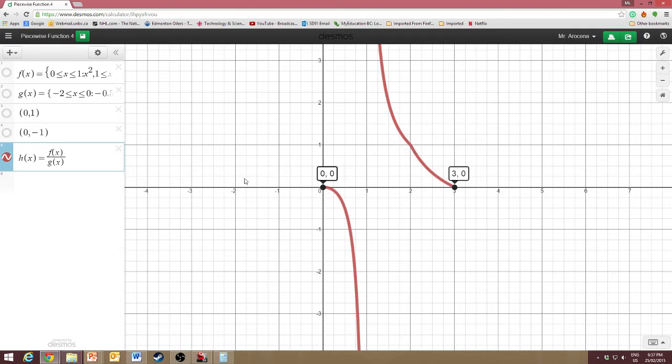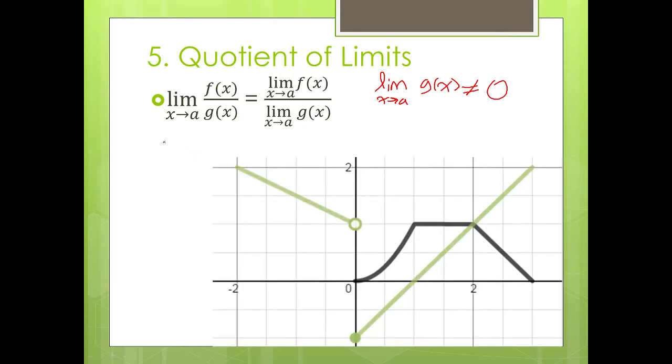Like, for example, let's calculate the limit as x goes to, let's say, 2, because I can't pick 1 anymore because bad stuff happens. The limit of f of x divided by g of x is the same as the limit as x goes to 2 of f of x divided by the limit as x goes to 2 of g of x.